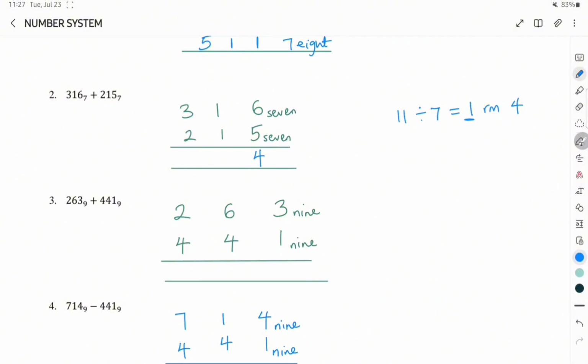So bring up this quotient here. So this 1 plus 1 is 2, plus another 1 is 3. I'm able to write 3 because 3 is still less than 7. It's less than the number base we are working in. Then 3 plus 2 is 5. So the sum of these two numbers is 534 base 7.